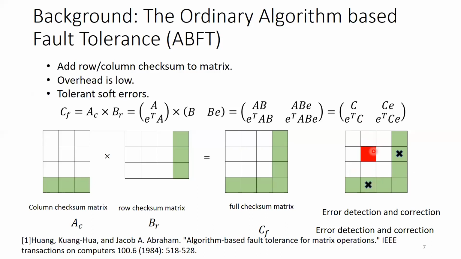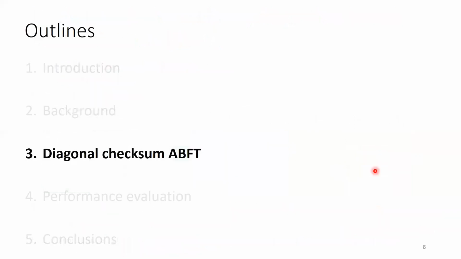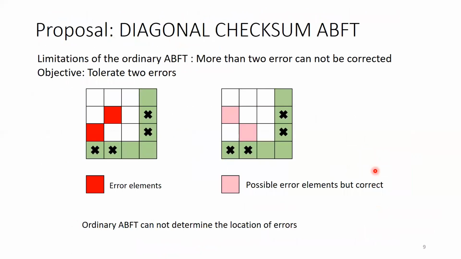After determining the location, the error can be corrected by the row checksum or column checksum. The overhead of ABFT is low and it can tolerate soft errors. Next, I will talk about the diagonal checksum ABFT. The limitation of the ordinary ABFT is that it can only detect and correct one error. More than one error cannot be detected and corrected.